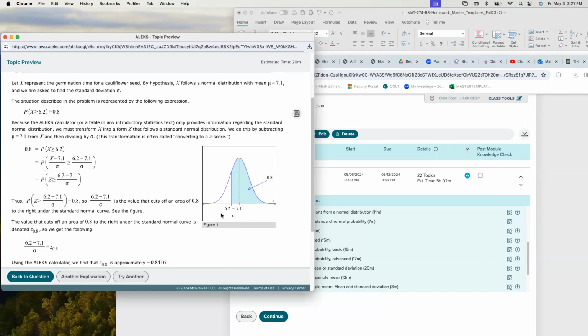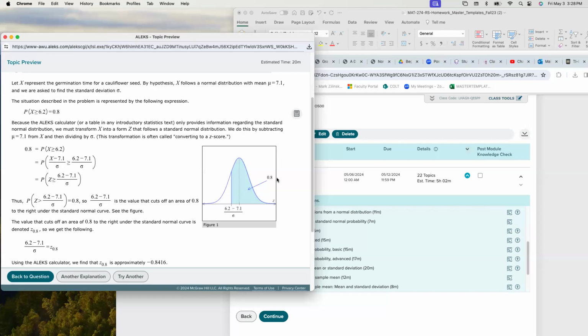Because the formula is Z equals X, which is 6.2, minus the mean, which is 7.1, all divided by the standard deviation. I'm just trying to do this in a way that's not going to be too much writing here, so you can understand the reasoning. All I did was take this, standardize it by taking X minus the mean divided by the standard deviation, and this again turns out to be Z.